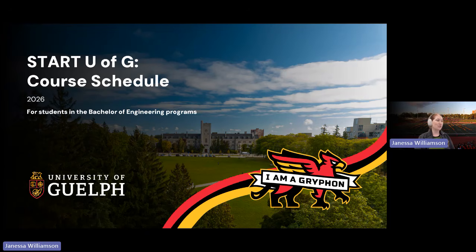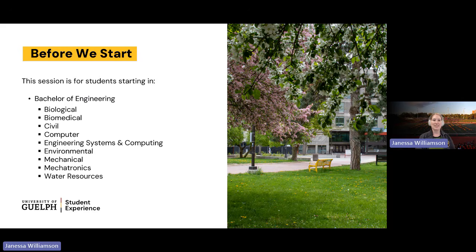Before we begin, I just want to make sure that everyone who is in this session is here for one of the Bachelor of Engineering programs listed on the screen. If you're not in a Bachelor of Engineering program, you can find your degree sessions course selection link in the Start U of G website. My colleague Will is going to post that in the Q&A section so that you can get there and find your session.